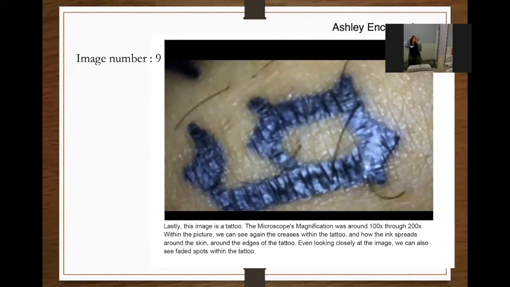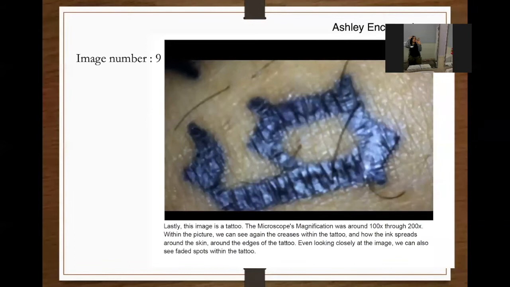So this is a tattoo. It's mine. So you see hair on it because I can't shave it. I just recently got it. I can say that the magnification is 100 through 200.